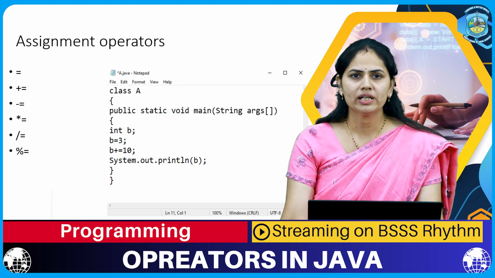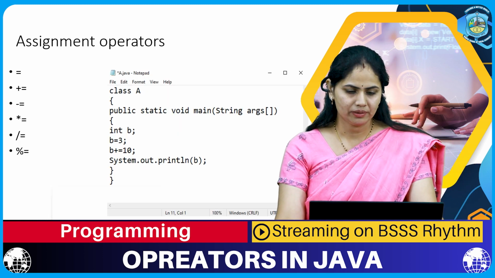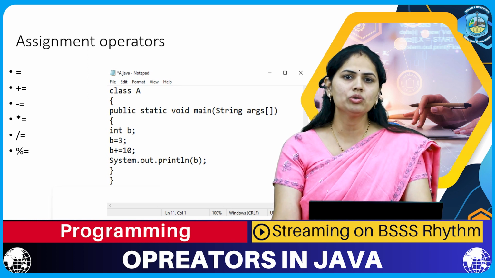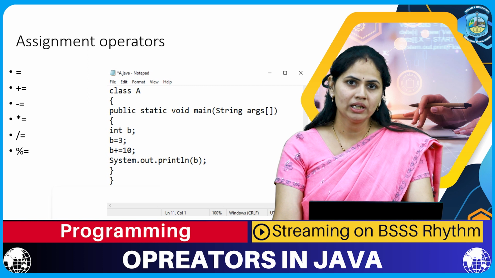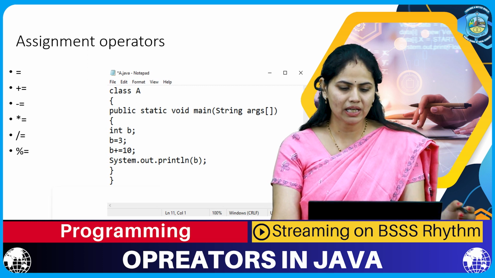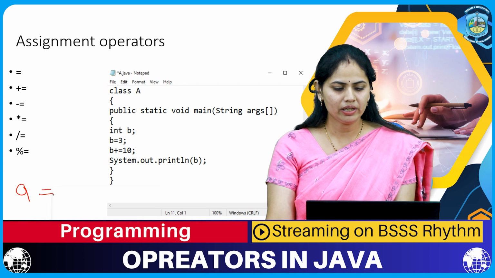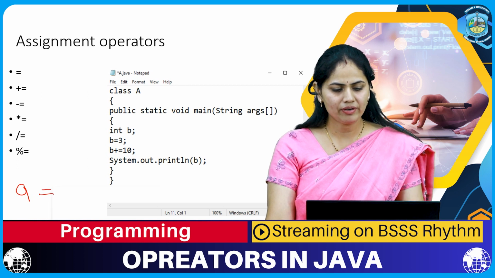Another operator is the assignment operator. Assignment operator, as its name shows, is used to assign values to a variable. For example, if I am writing A is equal to 3, it means I am giving the value.